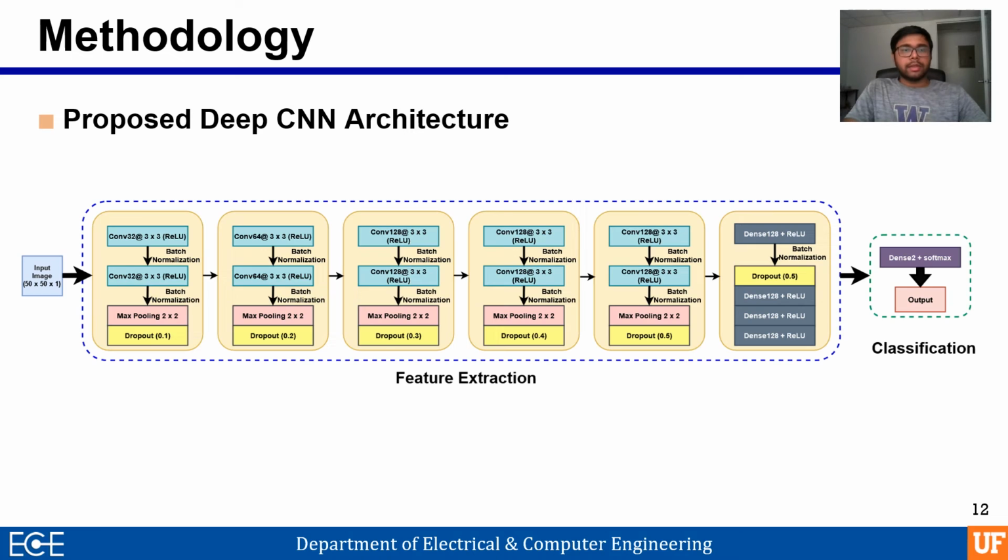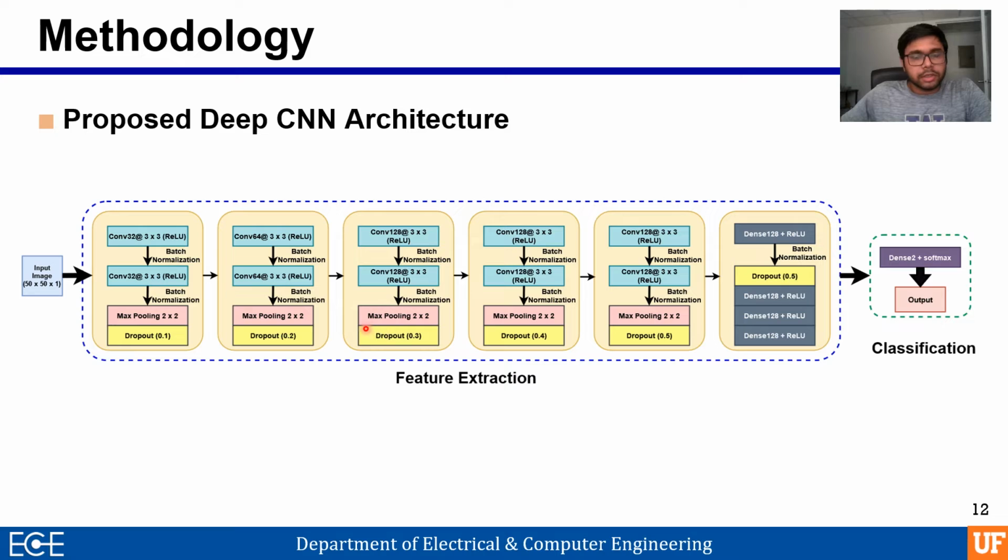So this is the deep CNN architecture I developed, where the input segmented image was of shape 50 by 50, and there are two segments. One is for the feature extraction, and the other is the classification layer. These two form an end-to-end method for lung cancer classification.